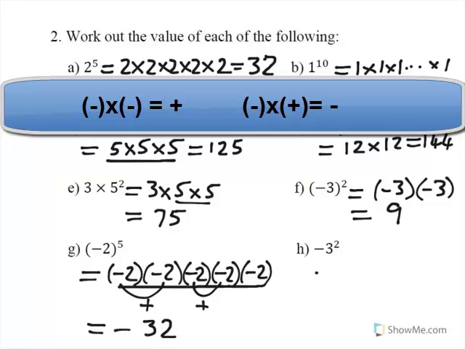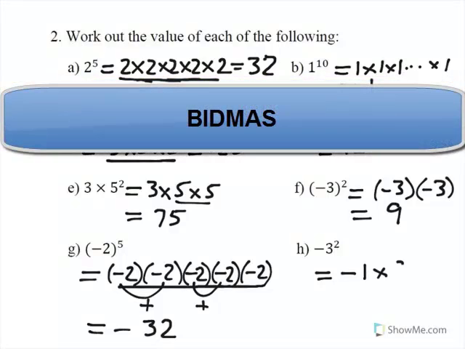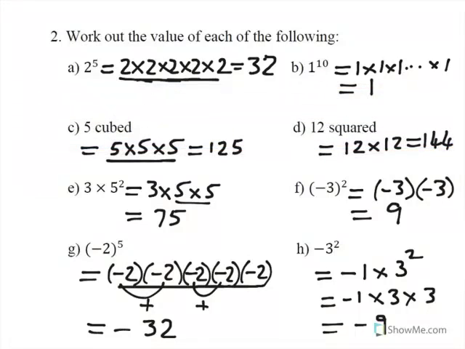This one, think BODMAS, the indices first, so let's think of it as negative 1 times 3 squared. So it's negative 1 times 3, which is negative 9. Okay, how did you do? It's a bit more challenging for some, but I'm sure you did okay.